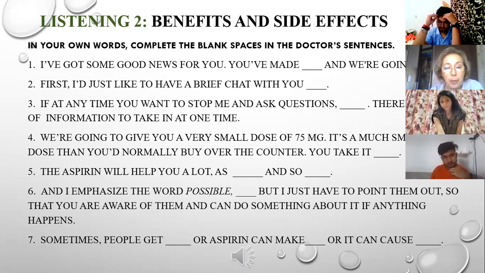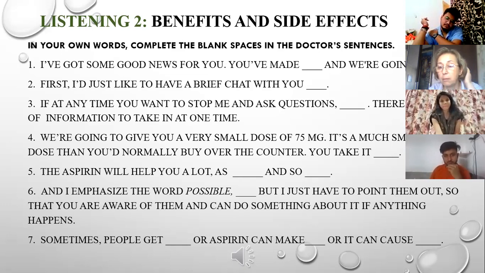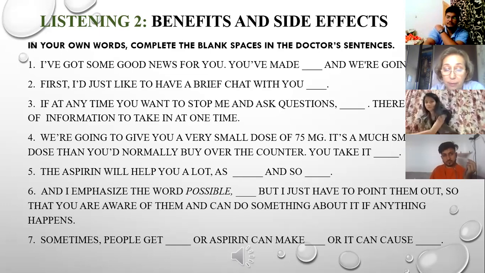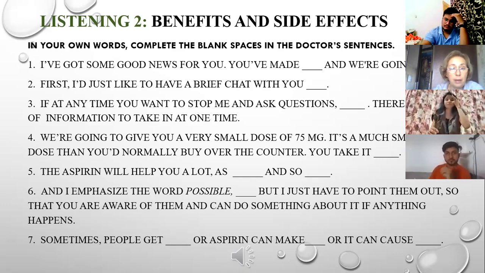Okay, and people get what? Upset stomach. It makes the stool dark and smelly, and it can cause bleeding, that is nosebleed. Yes, you're right. And shortness of breath, he says. Yes, ma'am. Okay, good. So these are the side effects of aspirin.